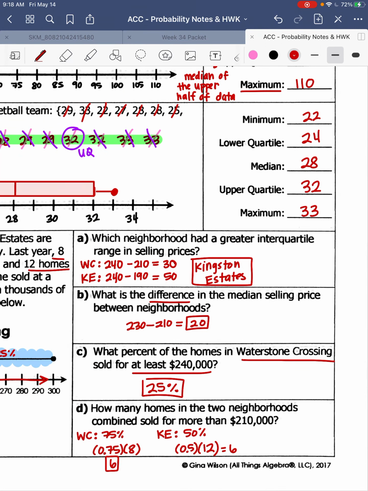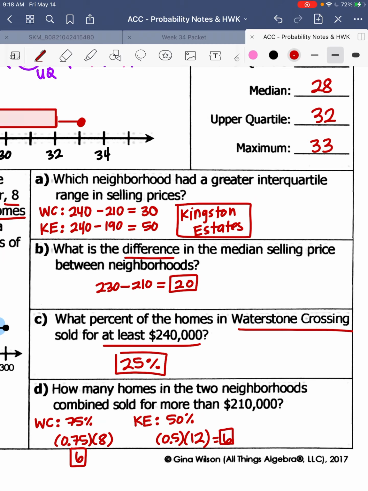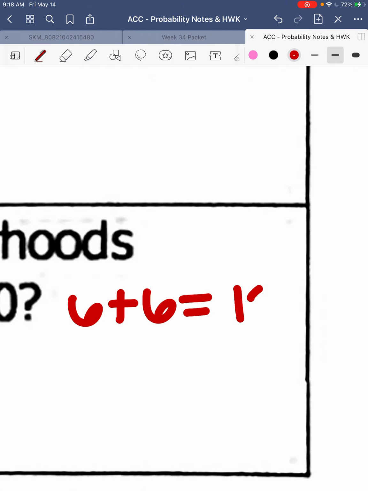Okay, so how many homes in the two neighborhoods combined sold for more than $210,000? Well, I'm just going to take 6 plus 6, and 6 plus 6 equals 12 homes.